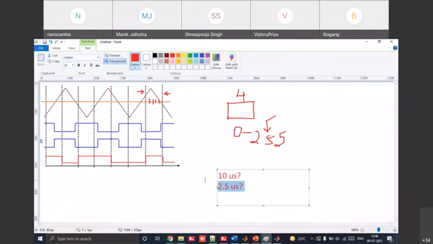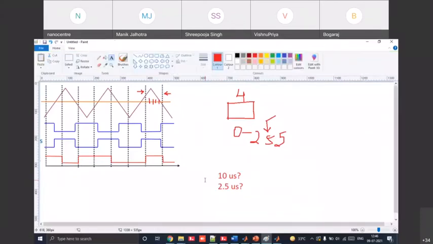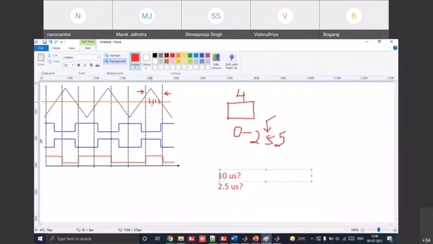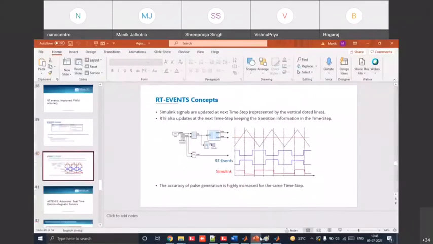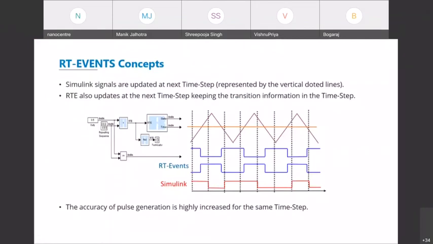So this is the beauty of it, that we are not overburdening the computation power of the processor. It is just that the RT events toolbox detects the information which is changing from 1 to 0, 0 to 1, and only that piece of information is going to make the transition. That is why the RT events are able to deliver higher-resolution PWM pulses without overburdening the processor, and that too, the degree of accuracy is 255 times more than the Simulink.